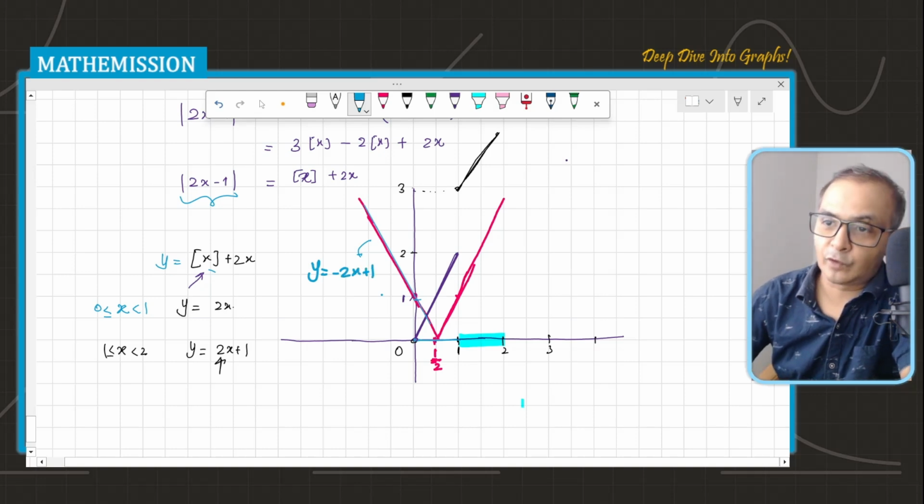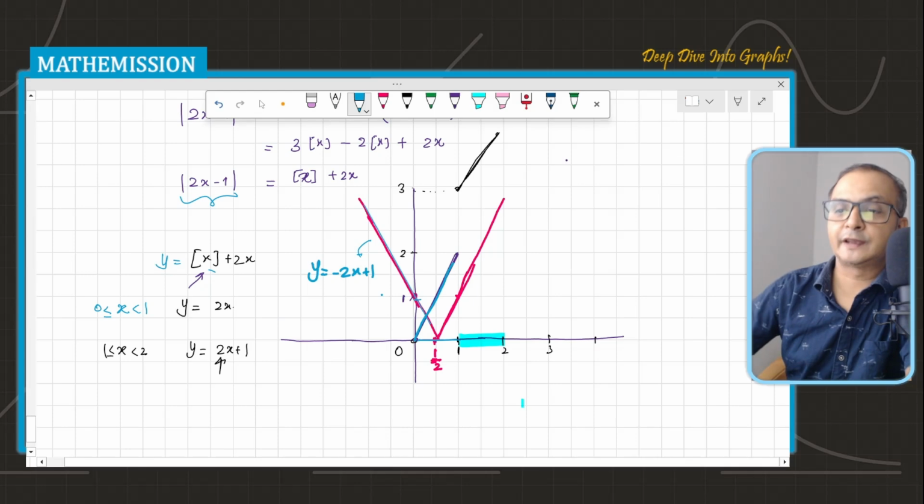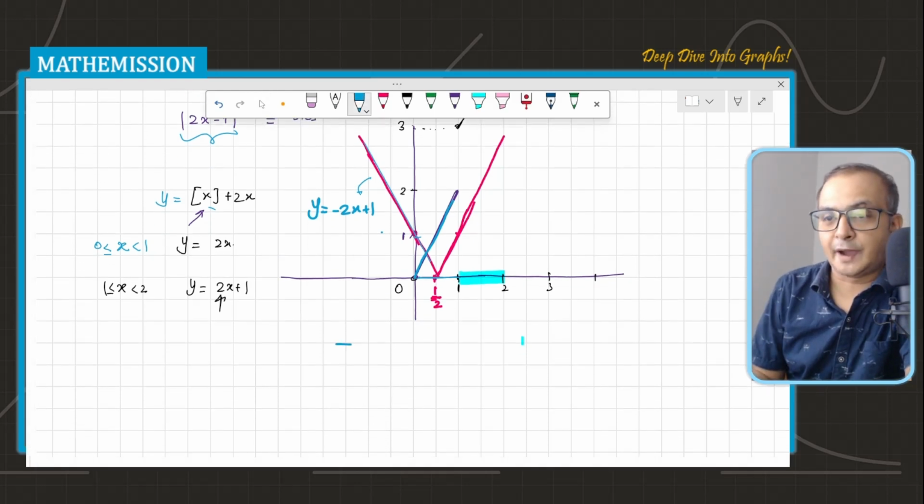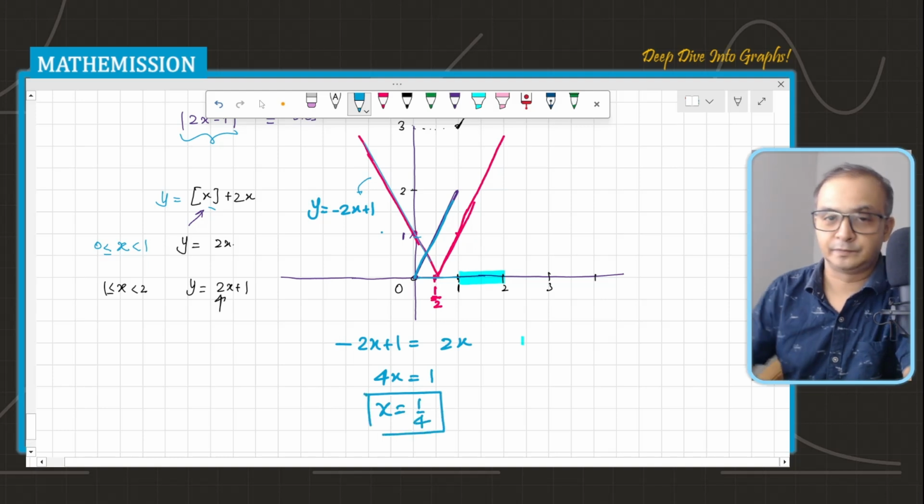And this line we have already drawn, that is 2x. So we can simply solve them together and we get the answer. So I have minus 2x plus 1 is equal to 2x. Therefore 4x is equal to 1. So x equals 1 by 4. And that is the answer.